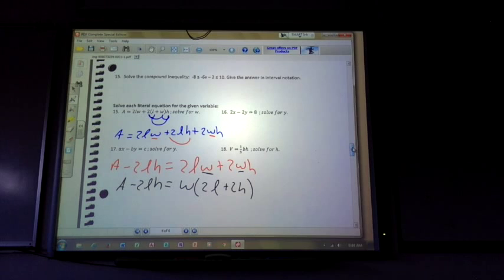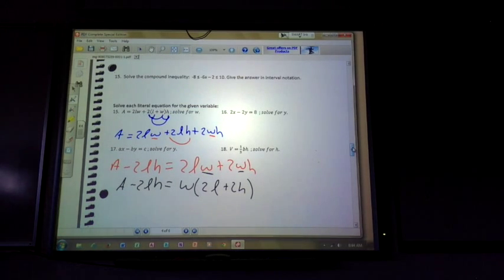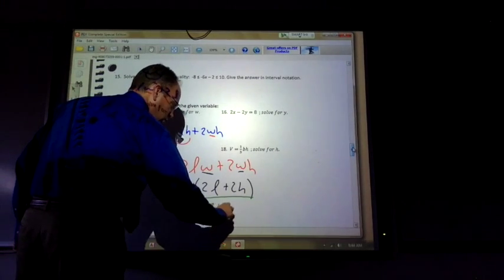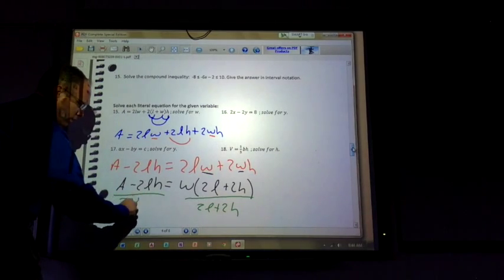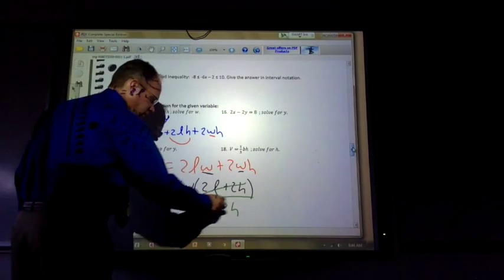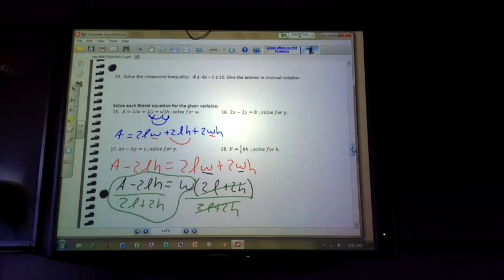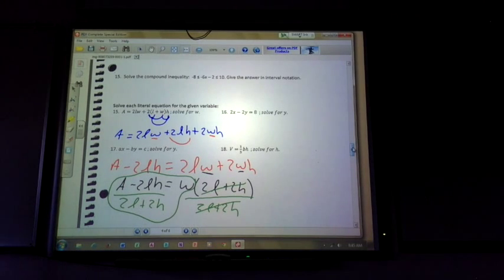W times that quantity, which is distributive power. So what's the opposite of multiplication? Divide. What am I going to divide both sides by? 2L plus 2H. I'm solving for W. So I'm going to divide that by 2L plus 2H. Divide that by 2L plus 2H. Oh my goodness, this is just nasty. So W is equal to that. Oh man. That's not kind.